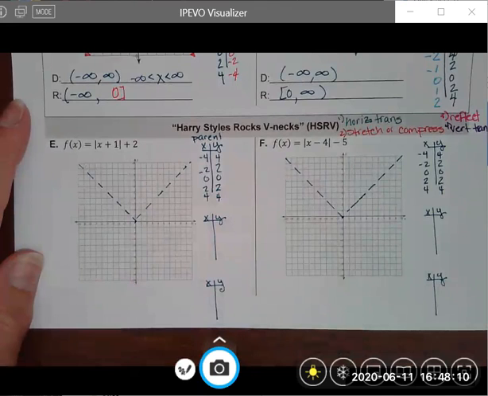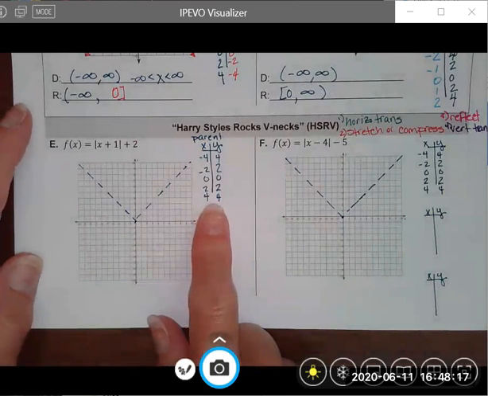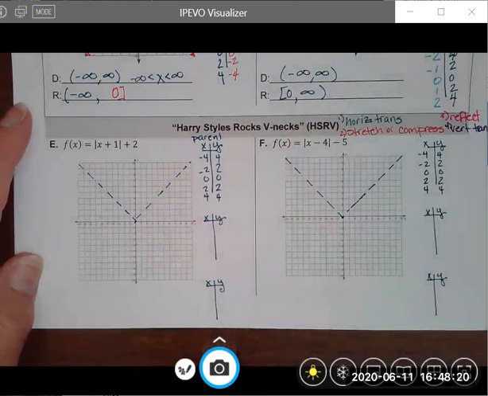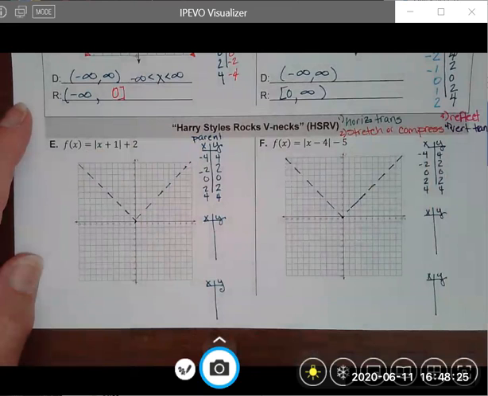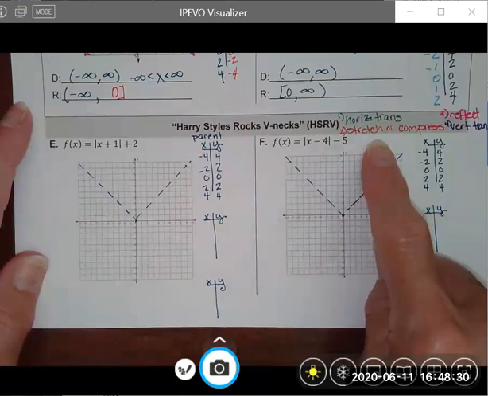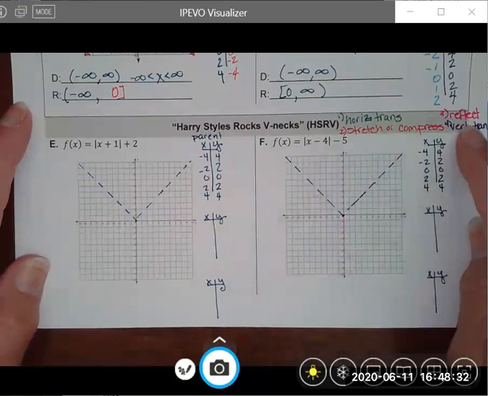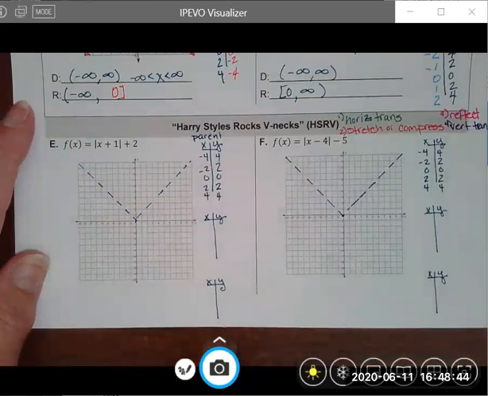transformations. So what I went ahead and did is I finally graphed the parent function before I got started, and I went ahead and made a table of my parent function, just some random values for it. And what I'm going to do is use my order of transformations, the Harry Styles rocks V-necks: horizontal translations, vertical stretches or compressions, horizontal stretches or compressions, reflections, and vertical translations. I'm going to use that order, and I'm going to do one transformation at a time to come up with some ordered pairs that I can use to graph this function.